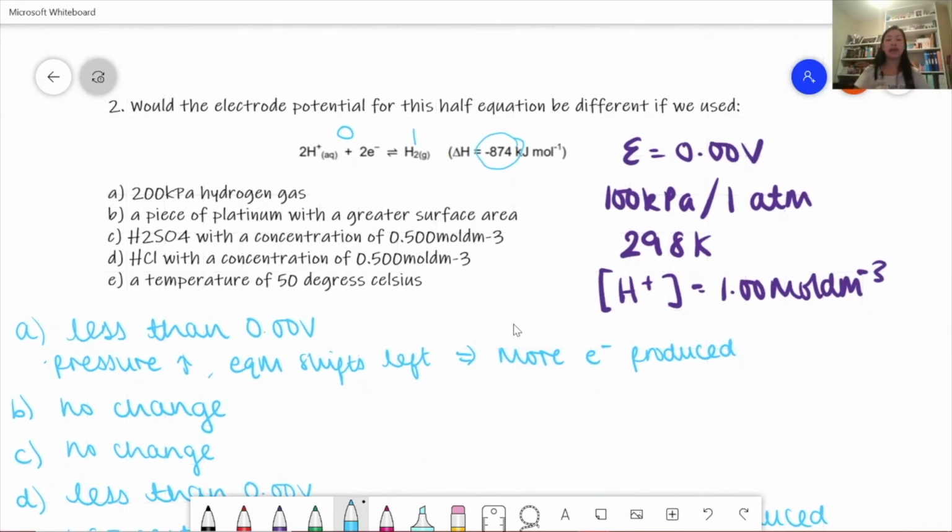And also it's useful to remember that the conversion between degrees Celsius and Kelvin is 273. So if you want to go from degrees Celsius to Kelvin, then you'd have to add on 273.